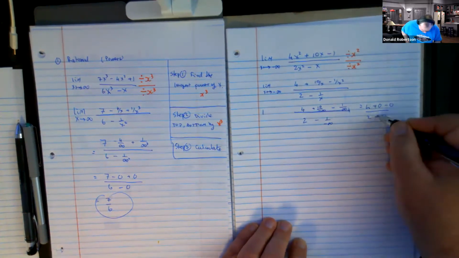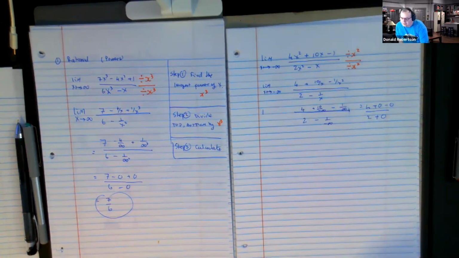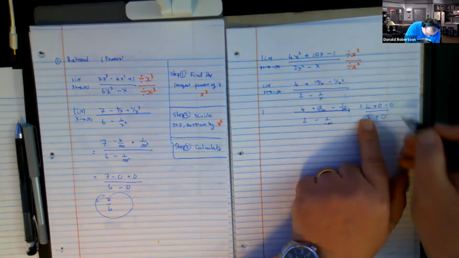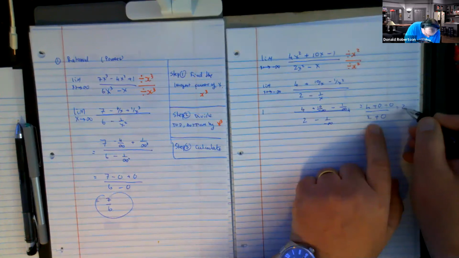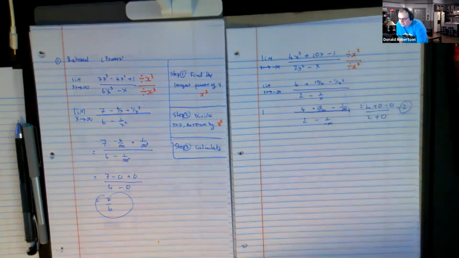If you want to be really particular about it, plus 0. But in this case here, adding 0 or taking away 0 doesn't really change anything, does it? Still nothing. So 4 on the top, 2 on the bottom. The answer is 2.